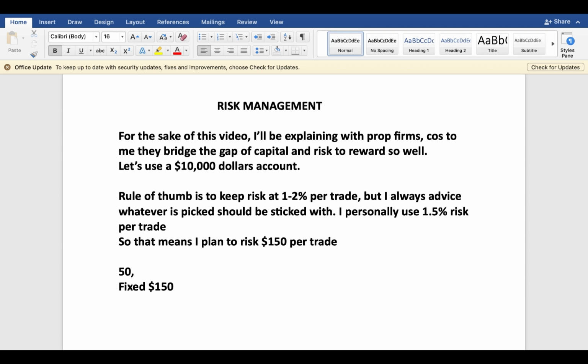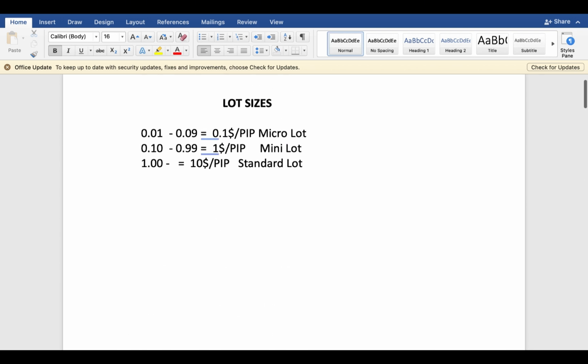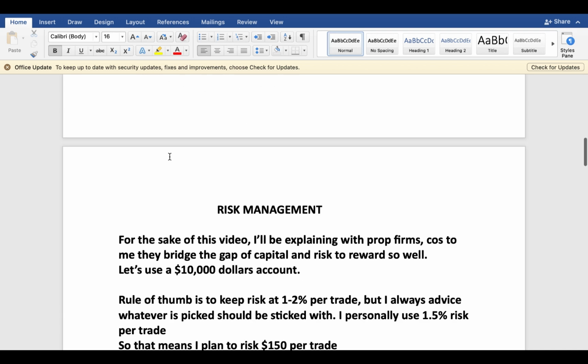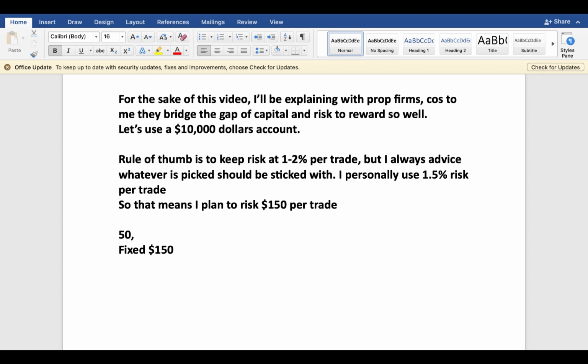3, right? And if we go back to our lot size, we would see that $3 per pip falls in between the range of the mini lots. So technically, this would mean that on that setup, I would be using a 0.30 lot size, right? A 0.30 lot size.